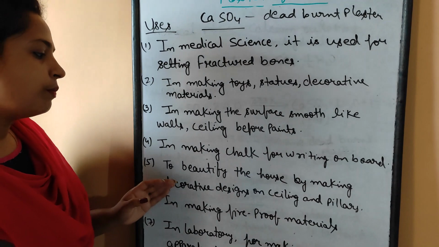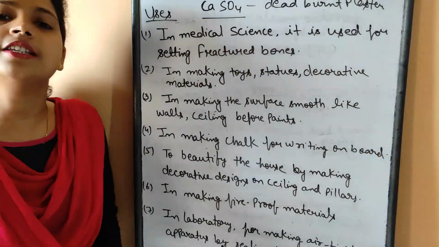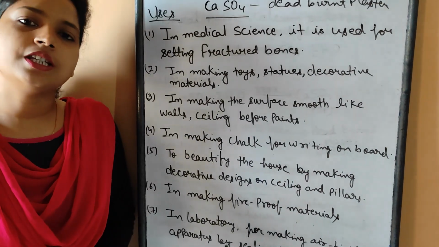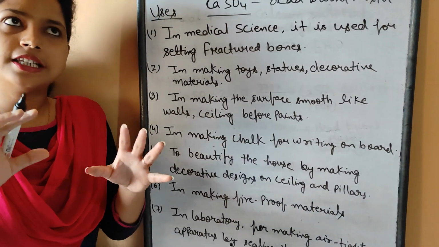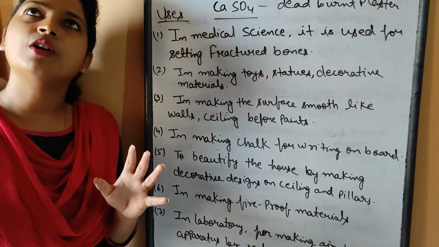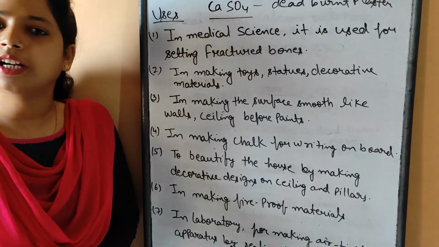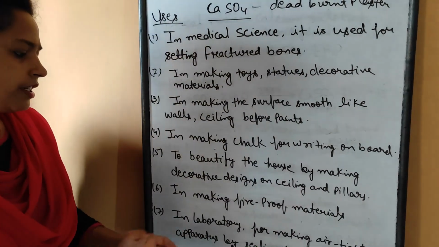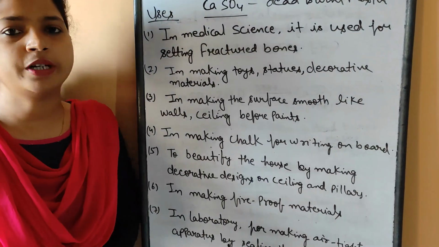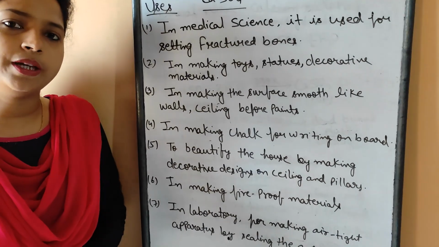Next is to beautify the house by making decorative designs on ceilings and pillars. You have seen it in your homes, in various offices and in schools also. The ceilings are decorative. There is a lot of designing and cornicing done on ceilings. All that designing and cornicing is made of POP only. Next is in making fireproof materials. For making things fireproof, we use this POP.